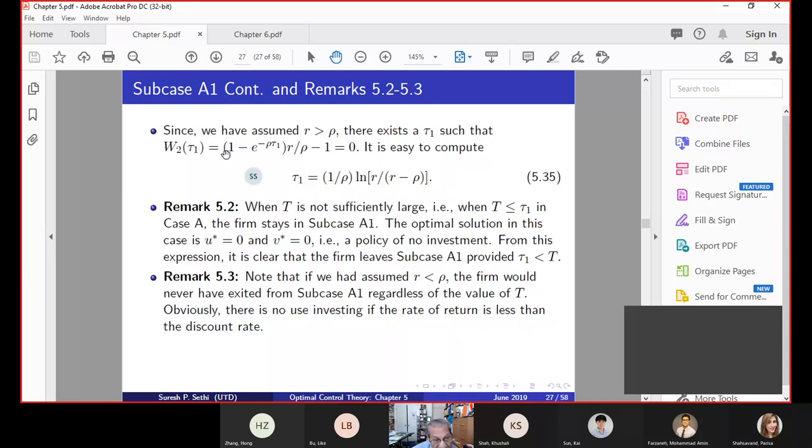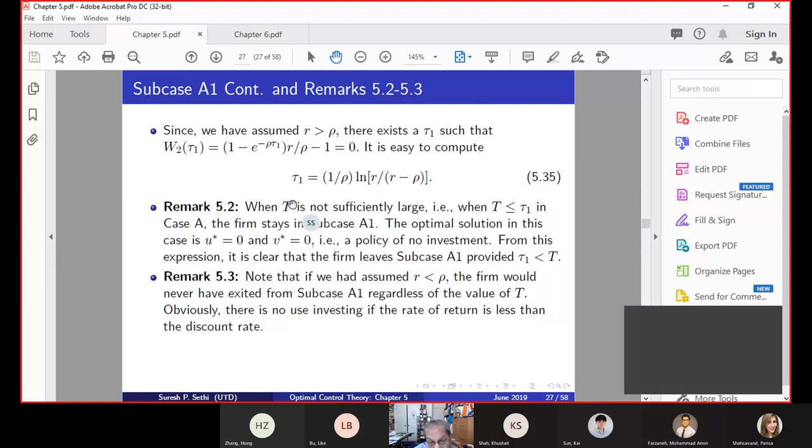That is the value of tau 1 as W2 becomes 0. That means that if tau 1 is not larger than T, then we have gone all the way up to tau 1 in this tau direction, and I haven't reached this point yet. Tau has not gone to T yet. So I have found a solution from some time to some time, okay? And so this is one.